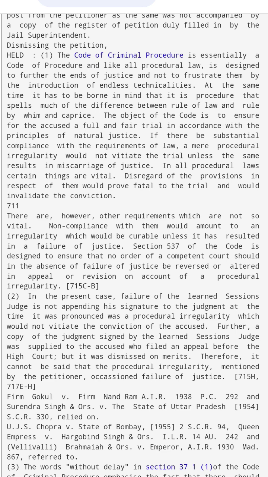4. Some rules are very important. Some parts of the code are so important that if they're broken, the whole trial might have to be done over. These important rules protect the rights of the person on trial, called the accused.